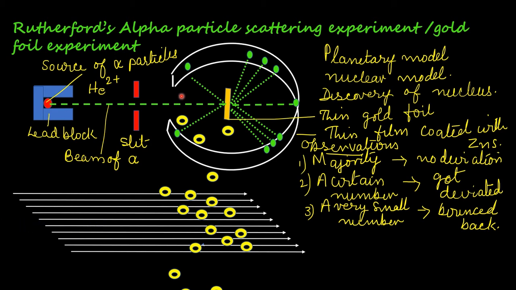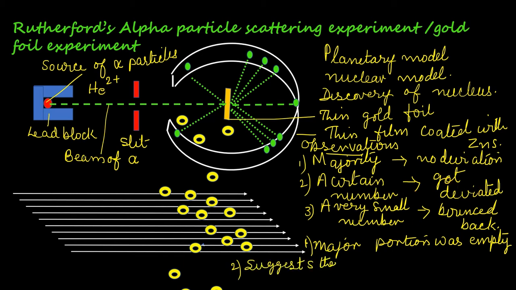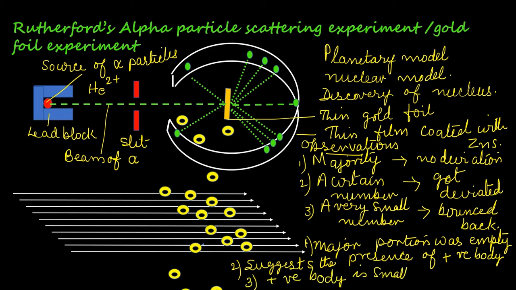So he studied this observation and explained that majority passed on without deviation because the major portion of the atom was empty or vacant. That is the explanation for the first observation. Explanation for second observation. A certain number get deviated. It suggests the presence of positive body in the atom. A very small number bounced back. It suggests that the positive body is small and heavy. This positive body which is heavy he called nucleus. From this he gave the atomic model.